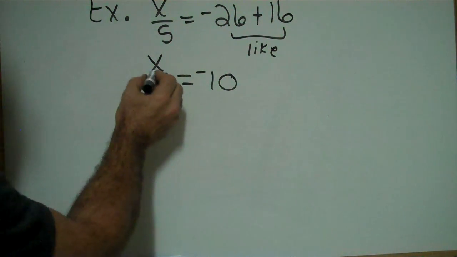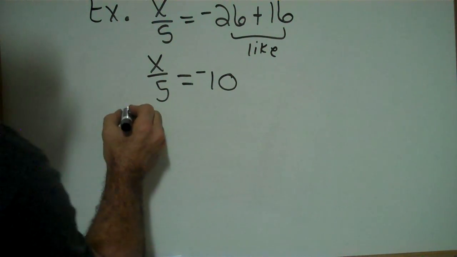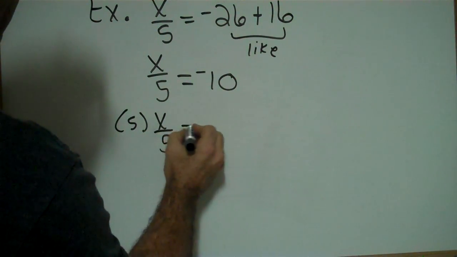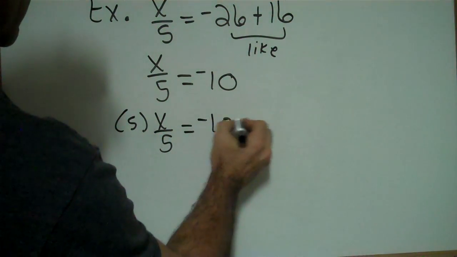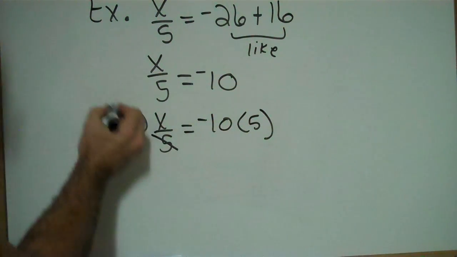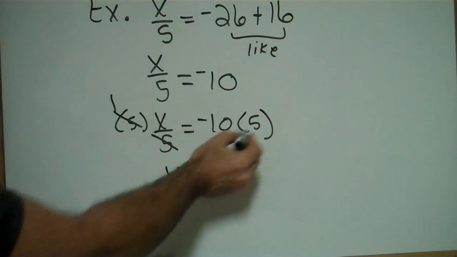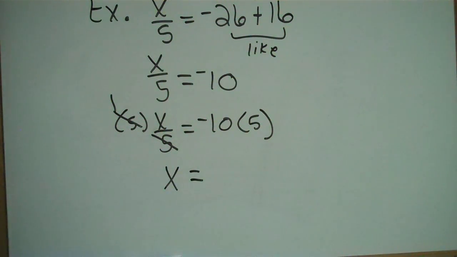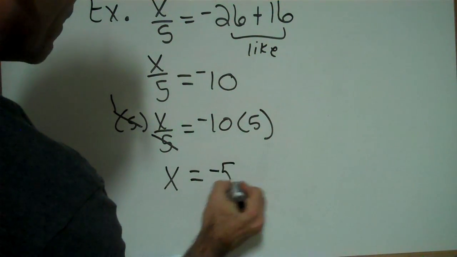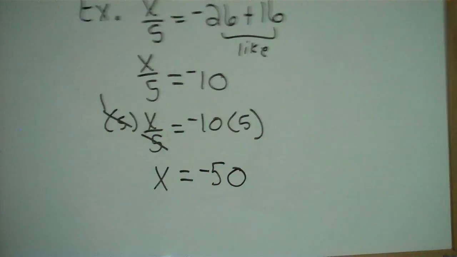Now, I want that to be 1x. Since that x is being divided by the 5, I've got to multiply it by 5. So guess what? These 5's cancel, give me a 1. So that gives me 1x. Over here, I can't cancel nothing, so I got to multiply. A negative 10 times a positive 5 is a negative 50. Alright y'all, that is the end of that video.